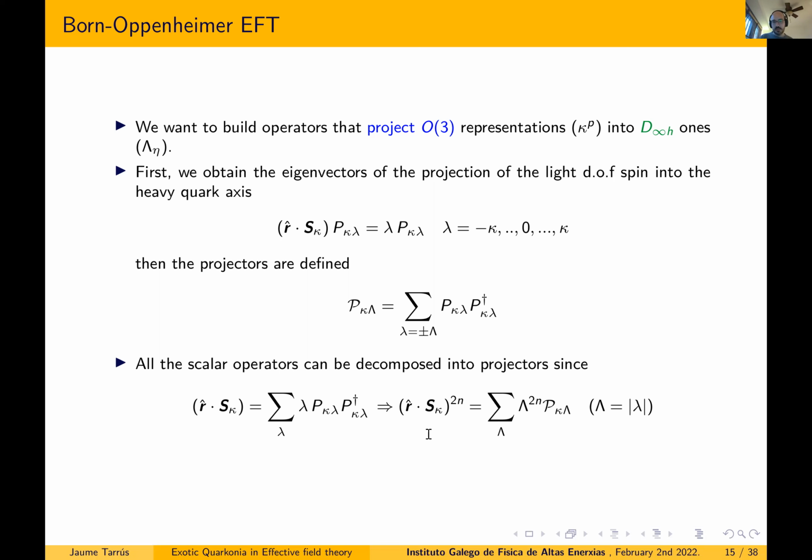However, this is not the case, because if you plug in this decomposition of r dot s on these projection vectors, you can compute all these powers, and this turns out to always be the sum of this factor lambda to the 2n times some projection matrix. What this is telling you is that the number of independent powers is equal to the number of projectors, which is finite, because the number of projectors goes from 0 or 1/2 to the absolute value of kappa.